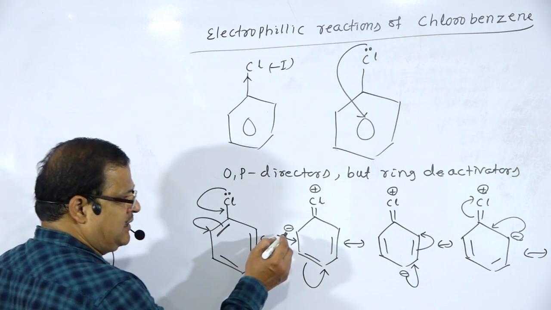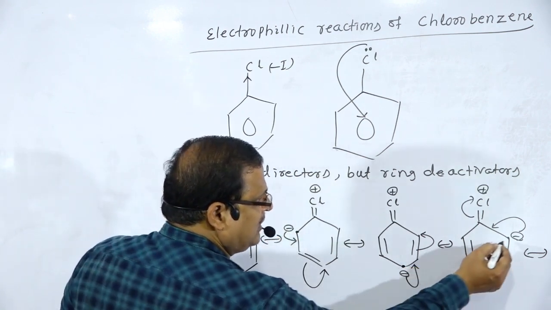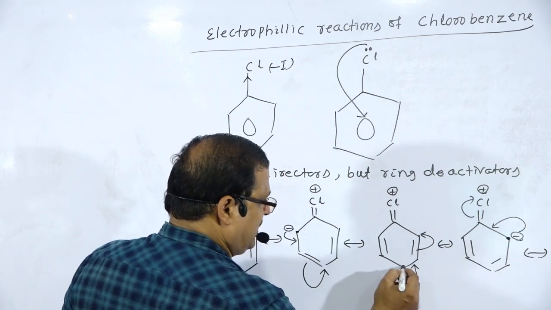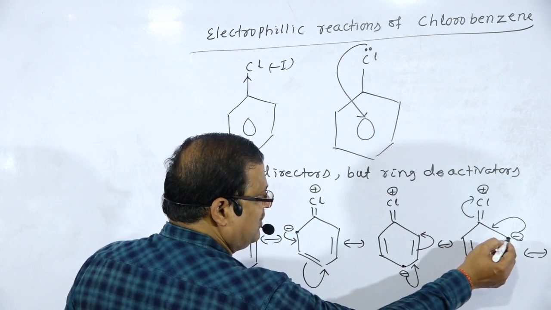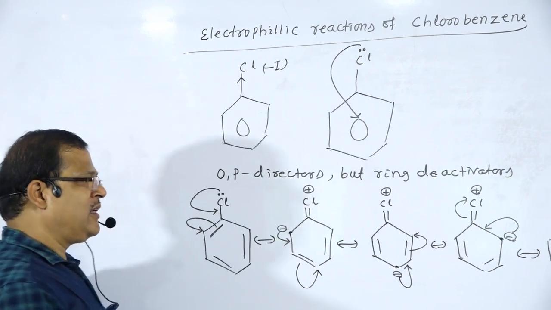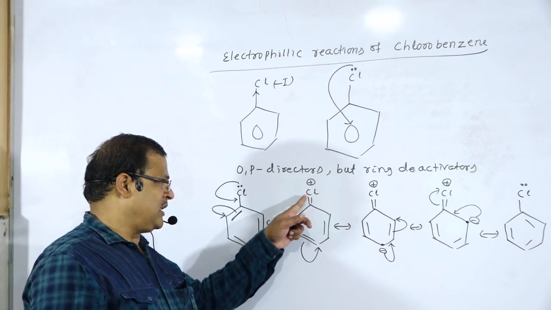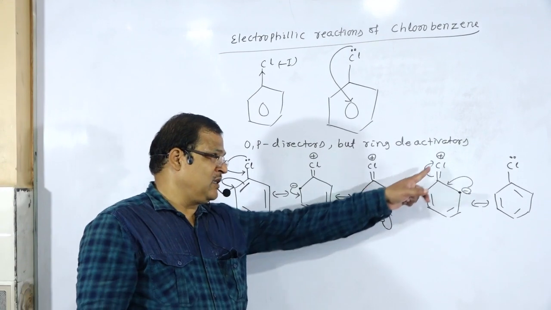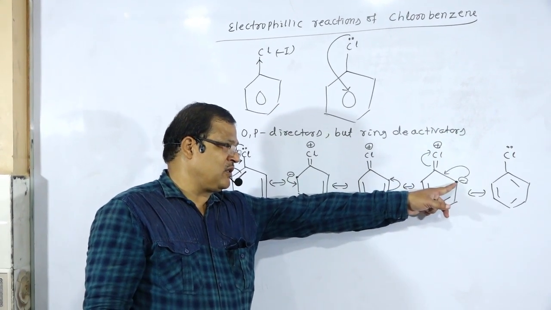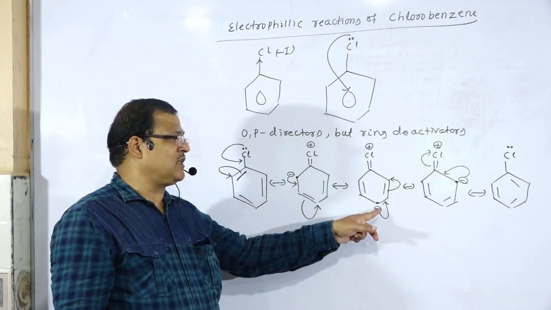You will mark the negative charge at the ortho position, the para position, and the other ortho position, so the electron density becomes comparatively more at the ortho and para positions with respect to chlorine. So electron density becomes more at ortho and para positions.